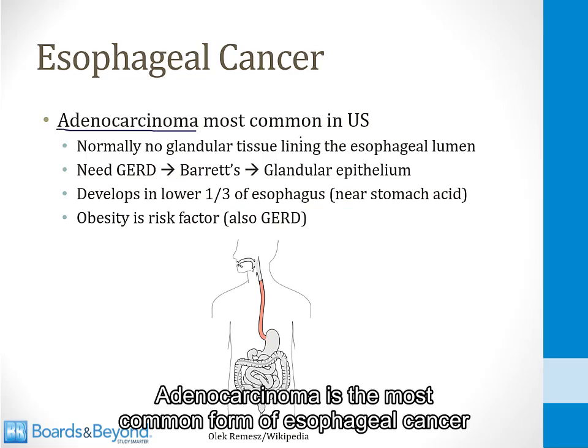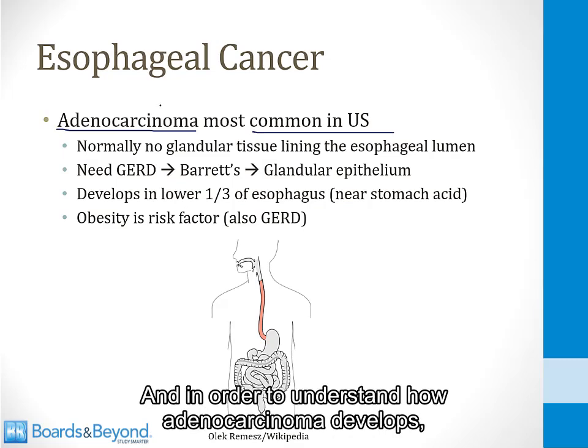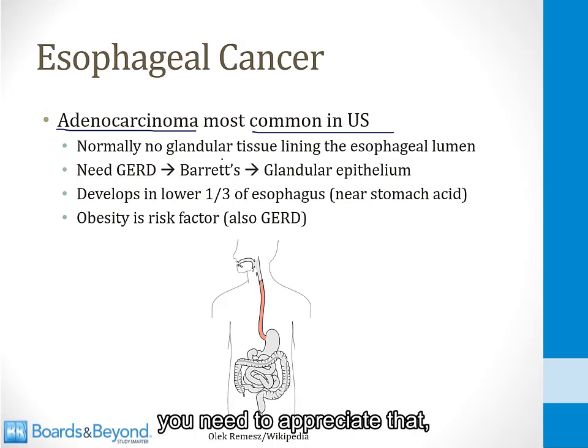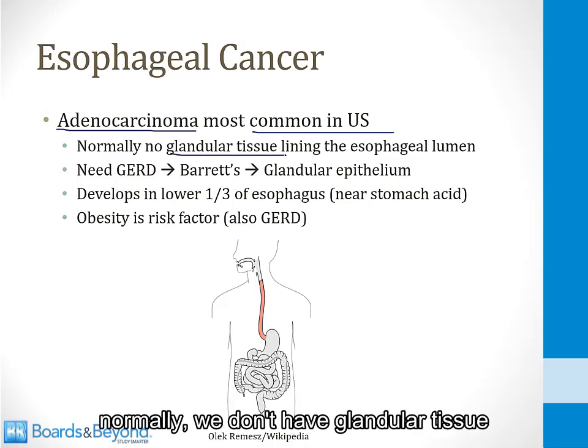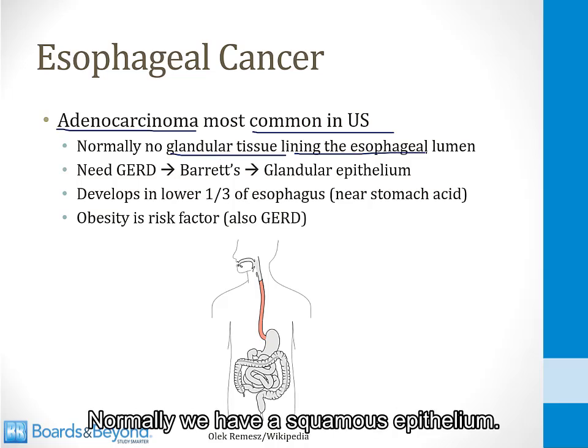Adenocarcinoma is the most common form of esophageal cancer in the United States. And in order to understand how adenocarcinoma develops, you need to appreciate that normally we don't have glandular tissue lining the lumen of our esophagus. Normally we have a squamous epithelium.